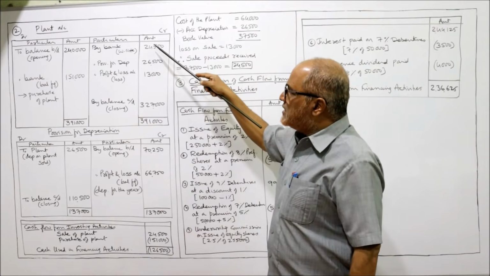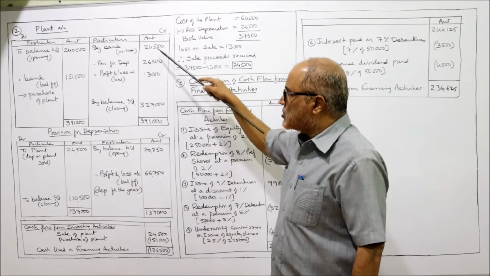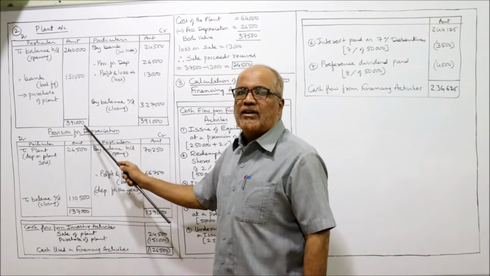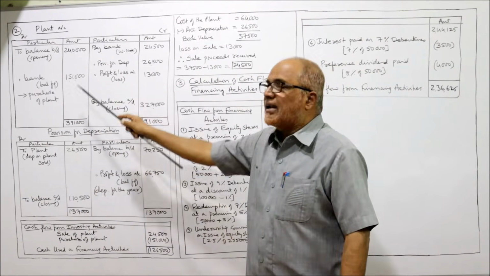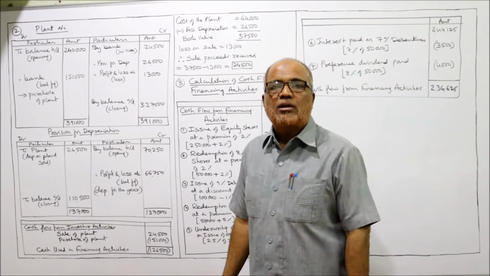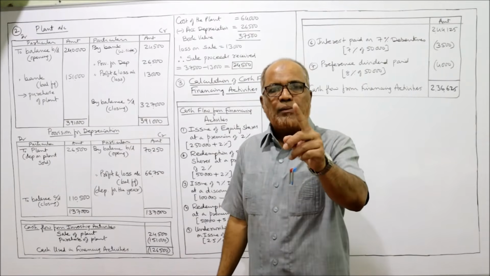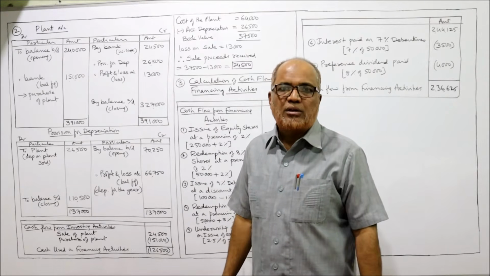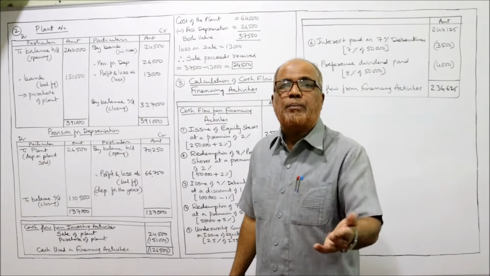Plant account credit side, take the total: 24,500 plus 26,500 plus 13,000 plus 3,27,000. Total is 3,91,000. From this total of 3,91,000, deduct 2,40,000. The balancing figure is 1,51,000. This 1,51,000 denotes the plant purchased during the year. That means one plant is sold, and some more plants are purchased. So 1,51,000 worth of new plants are purchased.